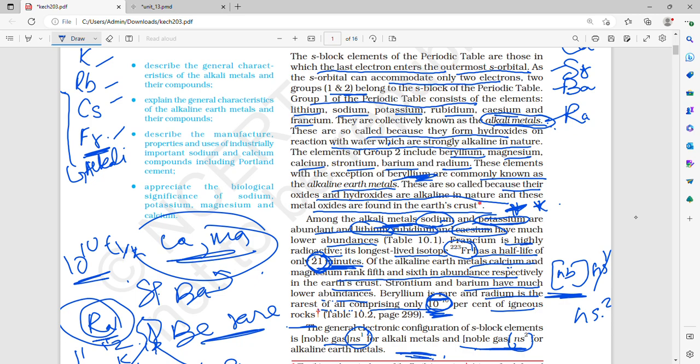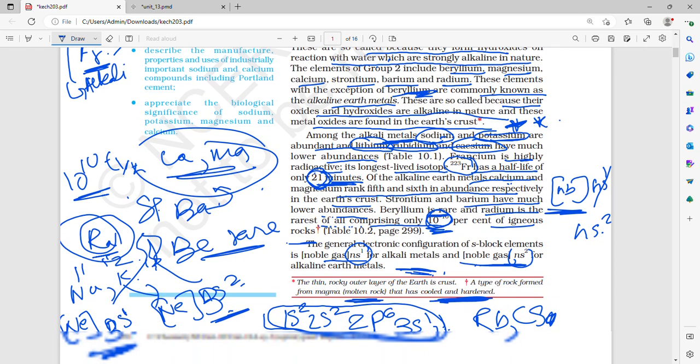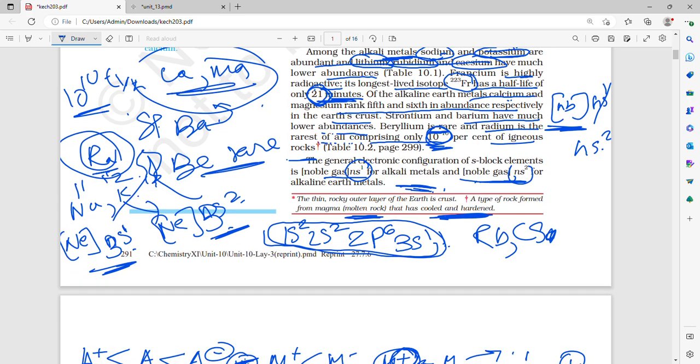Now, among the alkali metals, sodium and potassium have larger abundance, whereas lithium, rubidium and cesium have lesser abundances. Francium is highly radioactive. The longest lived isotope of francium, that is francium 223, has a half-life of only 21 minutes. This is important to remember.